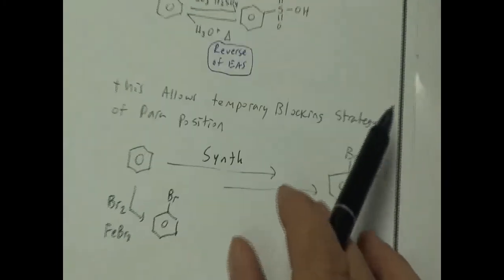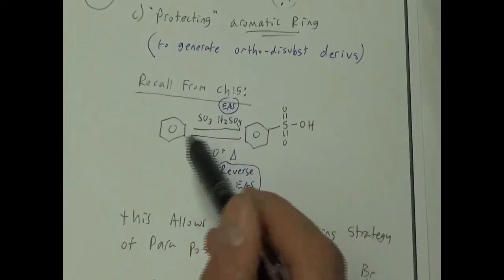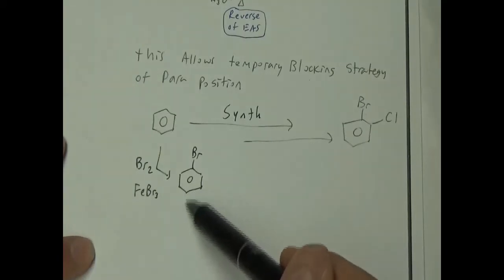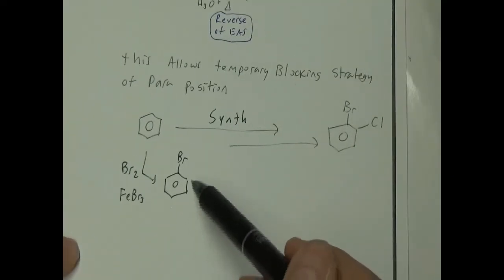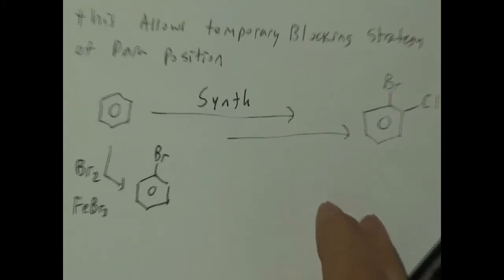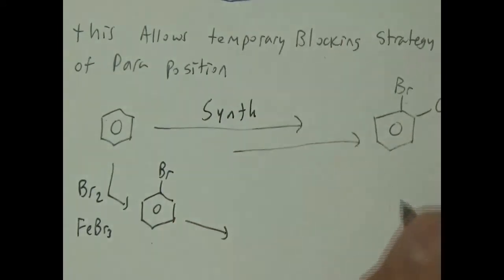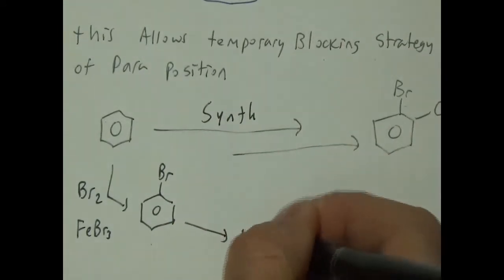So now this shows the beauty of SO3, which is we can just attach a sulfonic acid to the para position, right? And then we can install the chlorine, and then we can remove the SO3. Isn't that cool? All right, so how do we do it? How do we put on the sulfonic acid, and what does it look like?